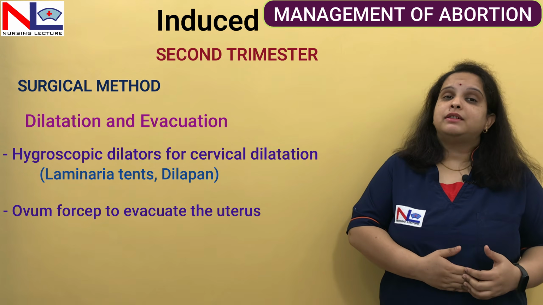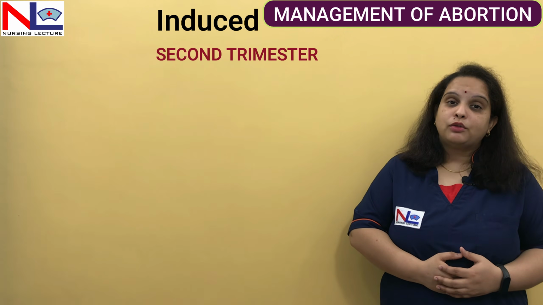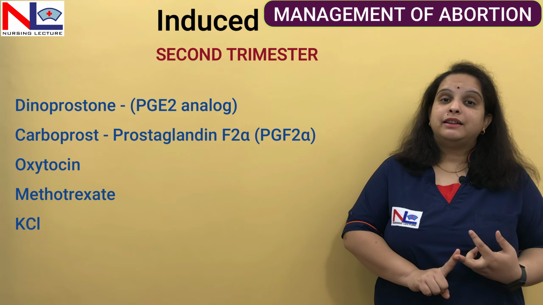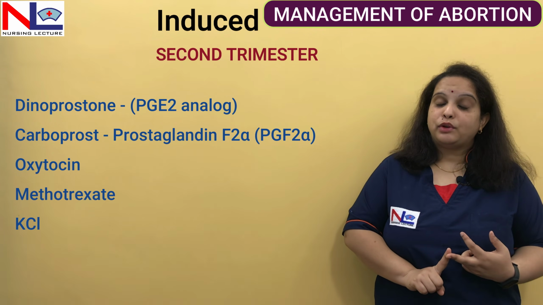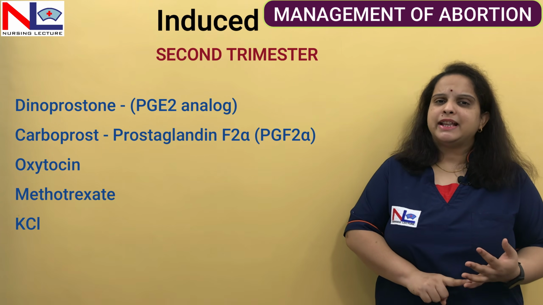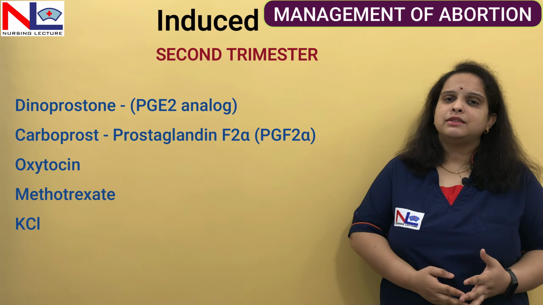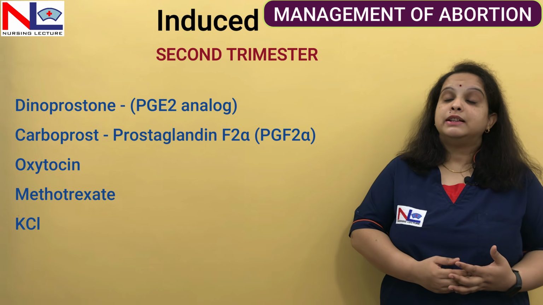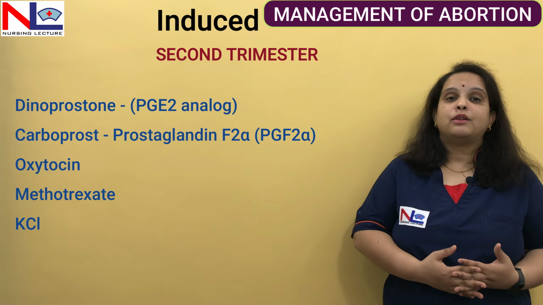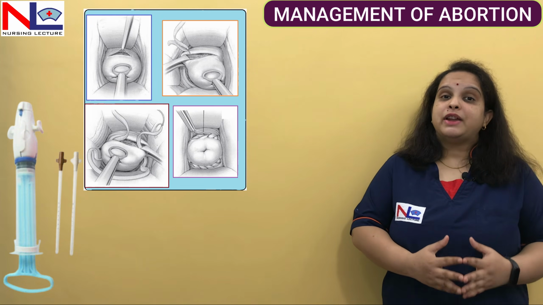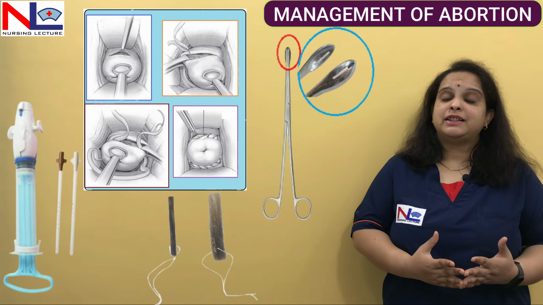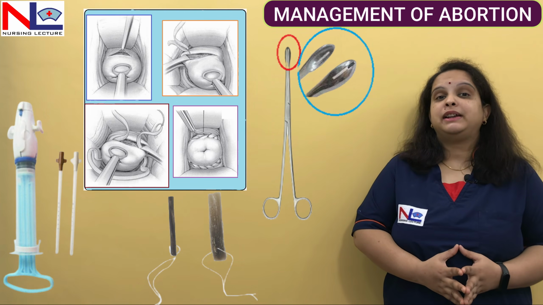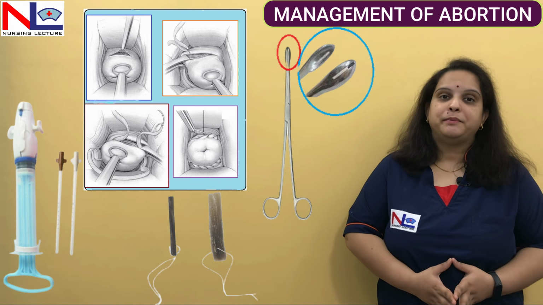In second trimester abortion, we can use certain other drugs like prostaglandin E2, dinoprostone, prostaglandin F2 alpha, that is carboprost, oxytocin, KCl, and methotrexate. These are other drugs, but the effectiveness of mifepristone and misoprostol is more, so these are widely used. In this lecture, we have discussed the management, whether it is spontaneous miscarriage or induced, deliberately terminating the pregnancy by MTP. Thank you.